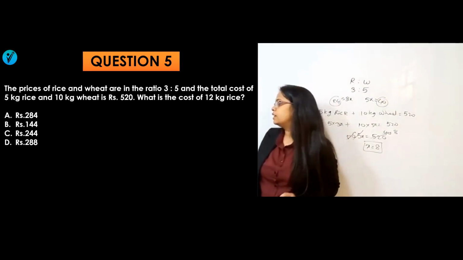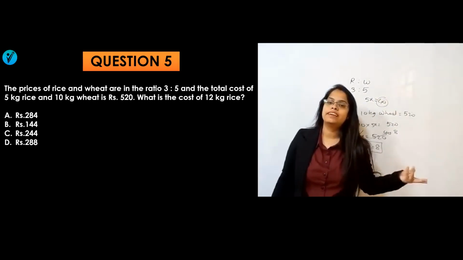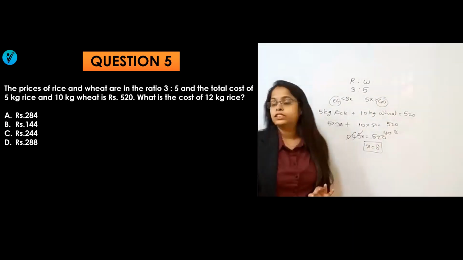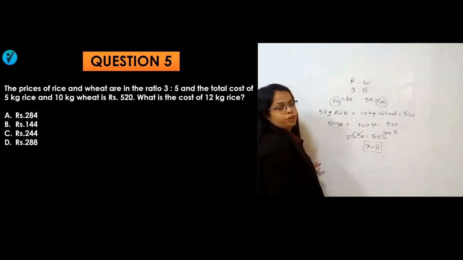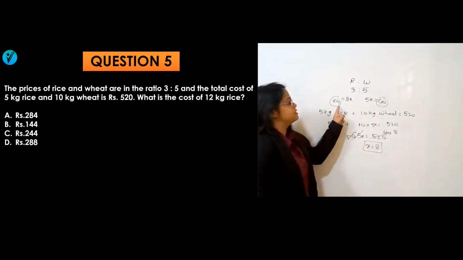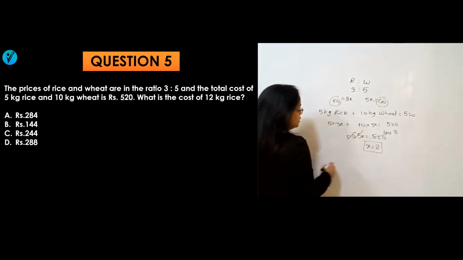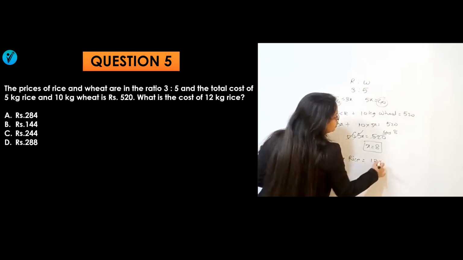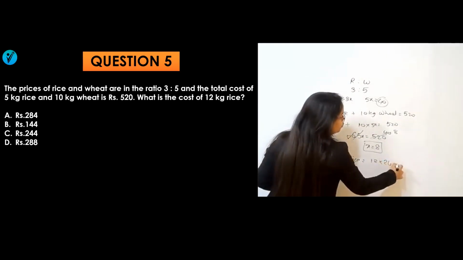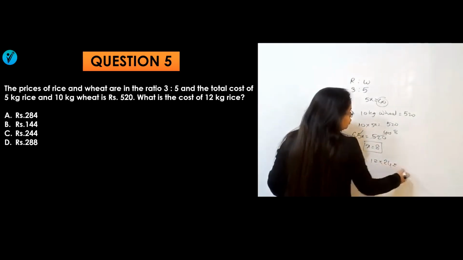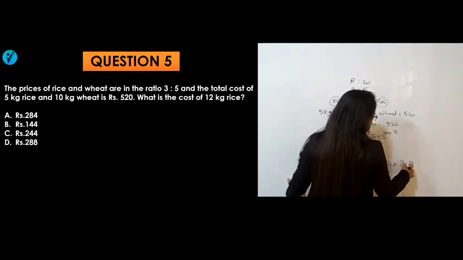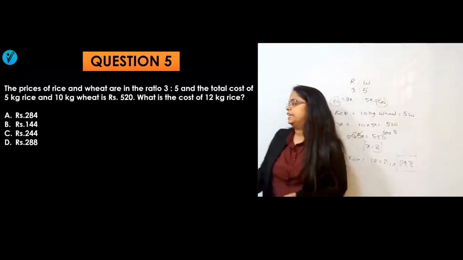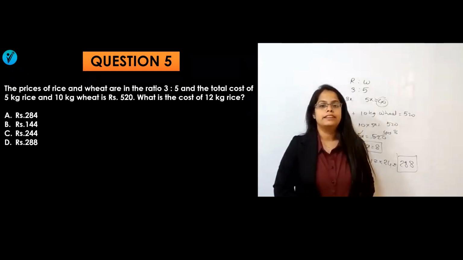But what are they asking here? What is the cost of 12 kg rice? I know that the rice price is 24 rupees per kg. So you can say that 12 kg of rice will be equal to 12 into the per kg price of 24. So what will it become? 12 fours are 48, carry 4, 12 twos are 24 plus 4 is 28. So your answer will be equal to 288. Option number D is the answer.